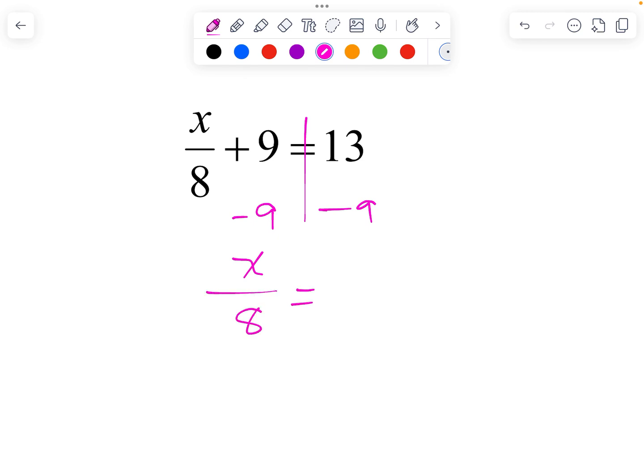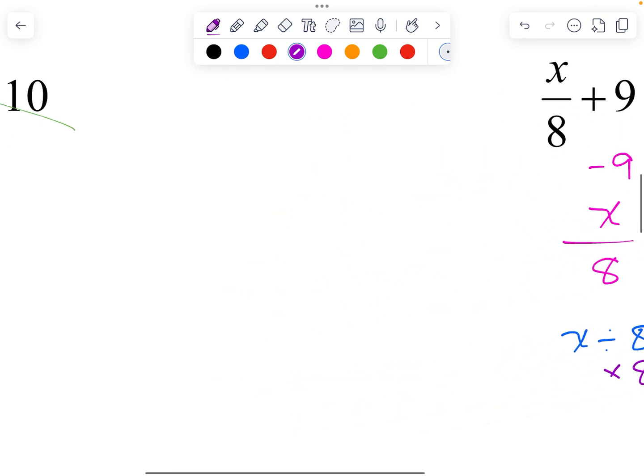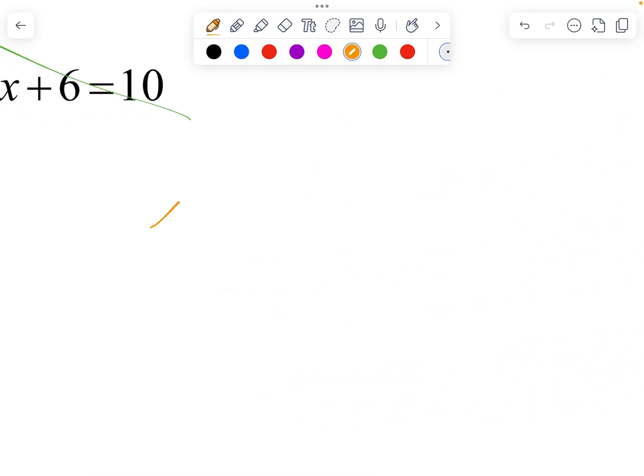X over 8, or x divided by 8, has to equal 4. So that's the tricky part here, is it looks like a fraction, which can be really confusing to students, but really what we can think about this is x divided by 8 equals 4. And the opposite of division is really multiplication. So I get that x had to be 32. So the tricky kind of problem that you might see is actually something like this.